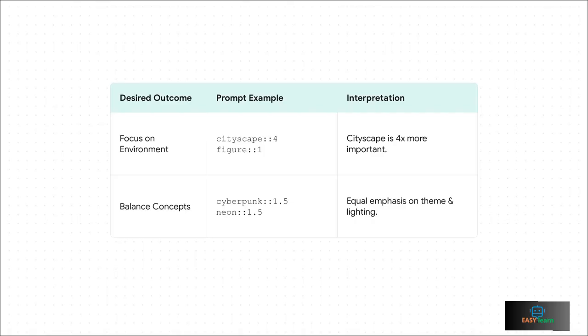Take a look at this first example here. By weighting apocalyptic cityscape at a 4 and the lone figure at a 1, you're literally telling the AI that the environment is 4 times more important. And just like that, the cityscape becomes the star of the show, and the figure shrinks down to a supporting role. It's an unbelievably precise way to control your final composition.